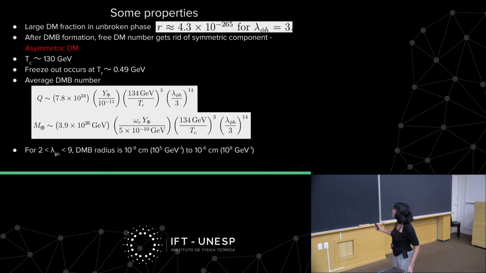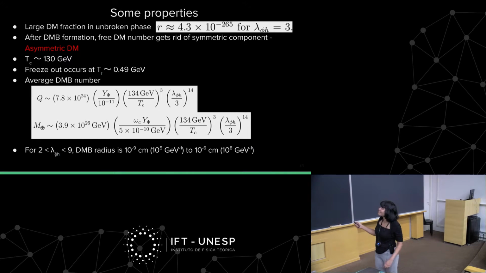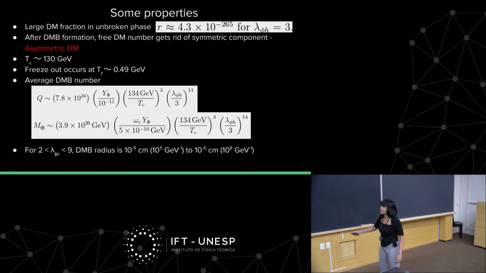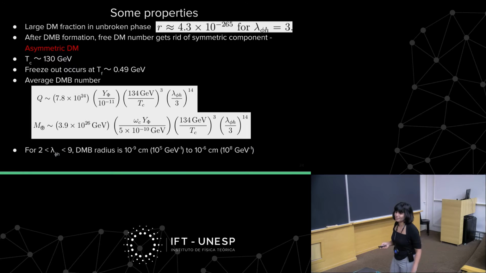Okay. This is a very important, yes, okay, good catch. This is a very big model dependence here. Very sensitive. So when you vary lambda from 2 to 9, you really change it by orders of magnitude, yes. So in principle, you are spanning a big range of dark matter balls.